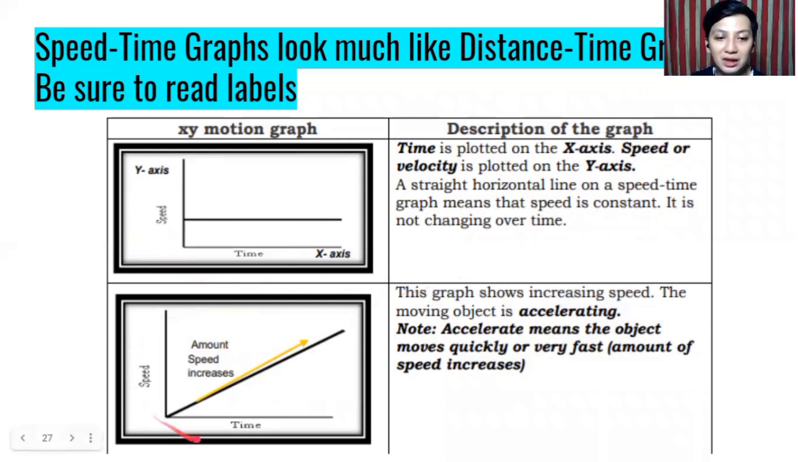While if you see this one, okay, this graph shows increasing speed. The moving object is accelerating, bumilis. Note, accelerate means the object moves quickly or very fast. Amount of speed increases, and then amount of speed increases. As you can see, pataas. So meaning to say, it becomes fast.